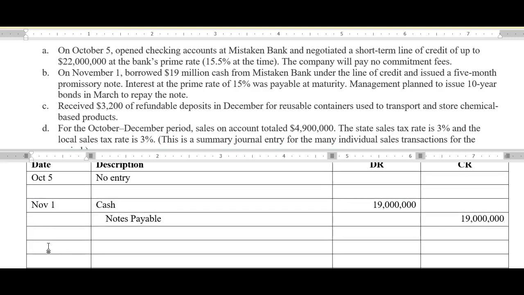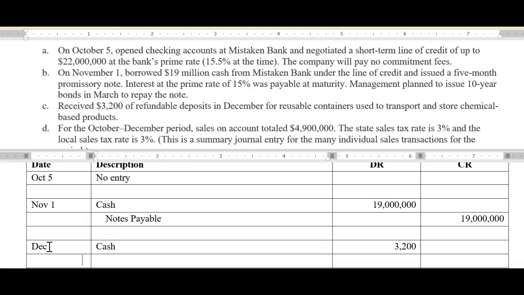Moving on. Received $3,200 of refundable deposits in December for reusable containers used to transport and store chemical-based products. So again, a deposit simply means that, hey, I'm going to give you this product, but once you bring the product back to us, we will actually refund you the deposit. So when we receive those deposits, in December, we do actually receive cash. They pay us the deposit.